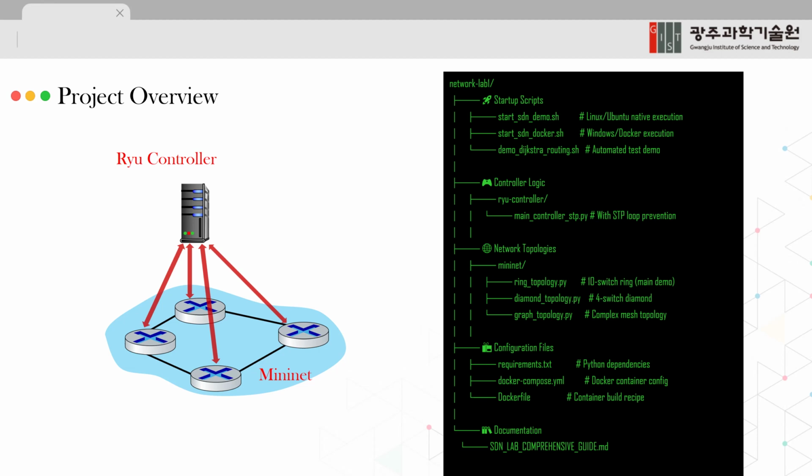The controller logic directory contains our most important file, main controller stp.py. This file implements the complete controller application. It includes STP loop prevention logic to avoid broadcast storms and does all OpenFlow message processing, including switch connections and packet in events, and implements the Dijkstra's shortest path algorithm for route computation.